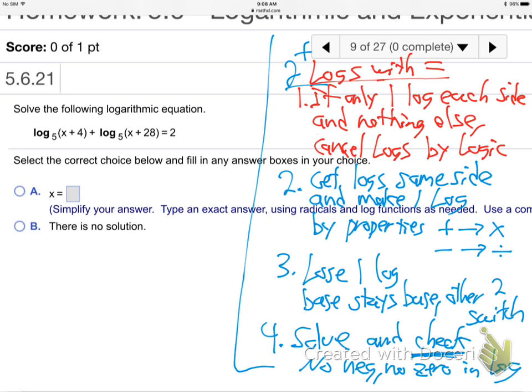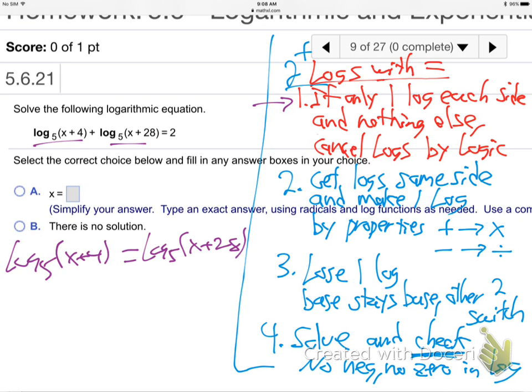All right, so there we go. 2 or more logs with a plus sign. Okay, so we look at this problem here and we say, okay, we got 2 logs. And step number 1 is rare. We did some step number 1s last time, right, where we just have one log on both sides. If we just had log base 5 of x plus 4 equals log base 5 of x plus 28 or something, and nothing else at all, I would just cancel the logs, right? Because if the log of one thing equals the log of the other, then the x plus 4 must equal the x plus 28. That's not what we have here.